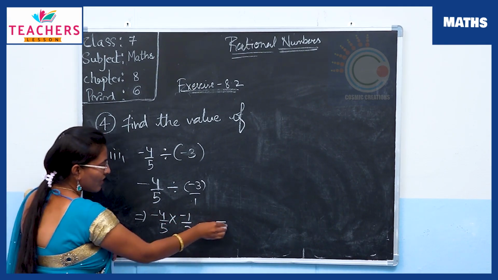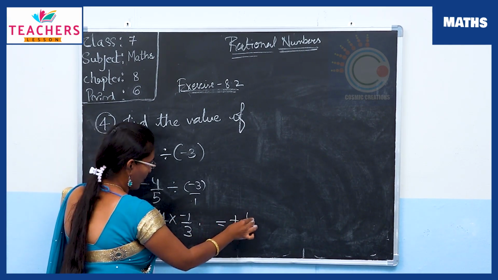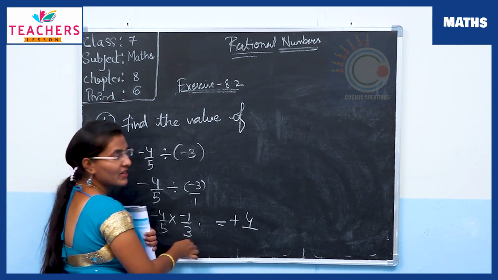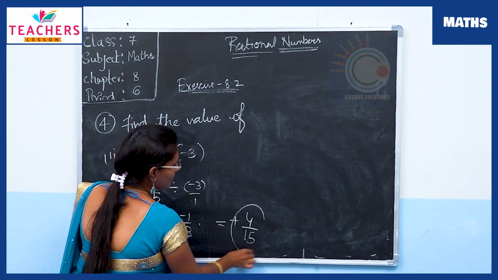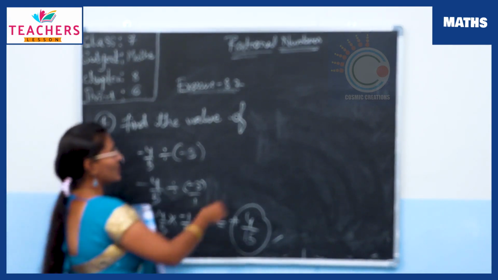Right. So now minus into minus is what? Plus. Next, 4 into 1? 4 by 5 into 3 is what denominator? 15. Yes. So 4 by 15 is the answer for the question. Let's do the next.